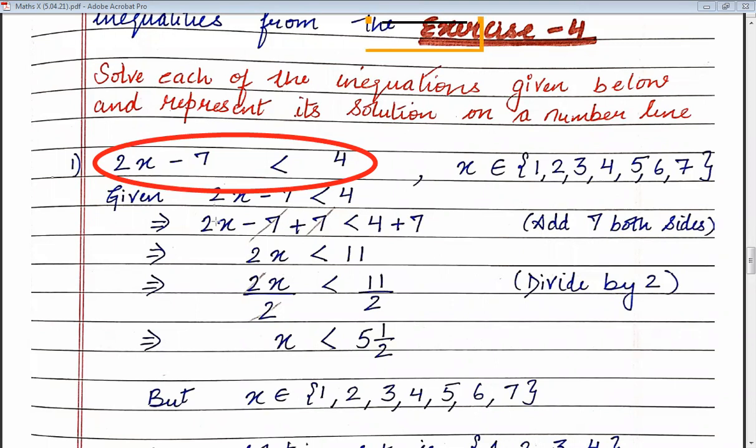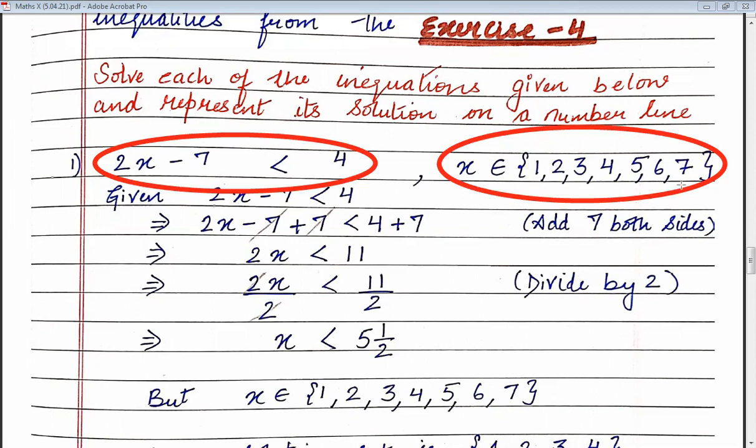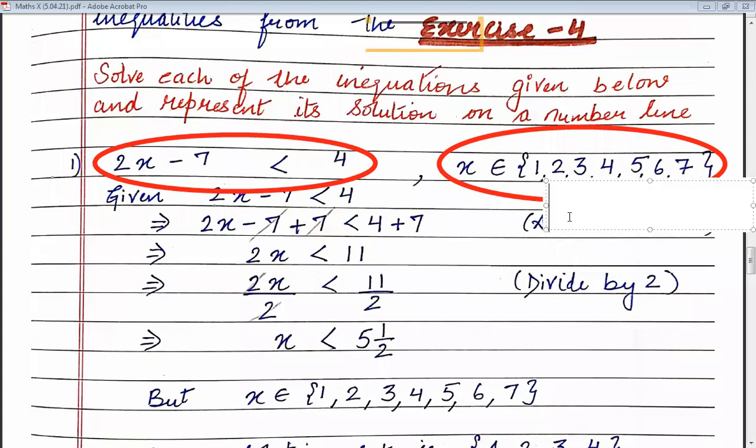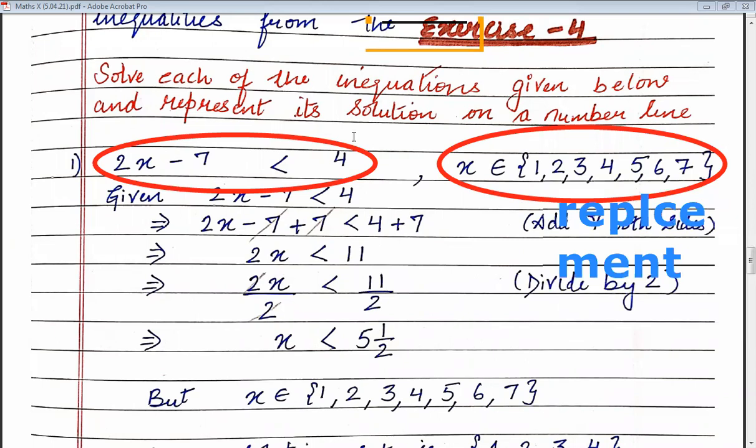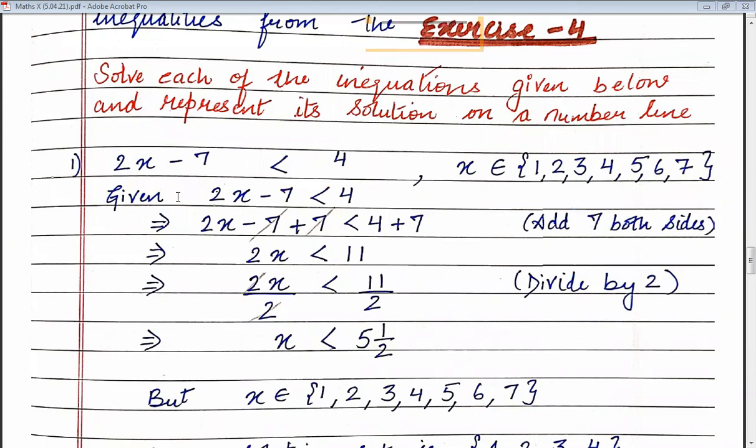Okay, now this is your linear inequation, and have a look at your replacement set. Your replacement set is x belongs to 1, 2, 3, 4, 5, 6, 7. This is your replacement set. So now, children, can you tell me what are the values in the replacement set? Yes, you are right. The replacement set consists of 1, 2, 3, 4, 5, 6, 7. Okay. So now you have to select the values of x from the set. Okay. So let's solve this linear inequation.